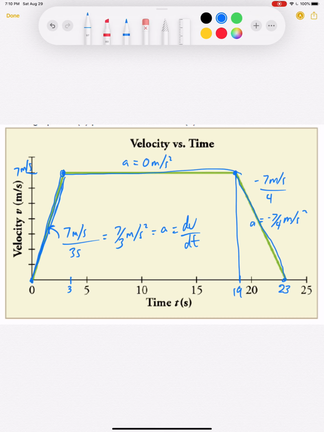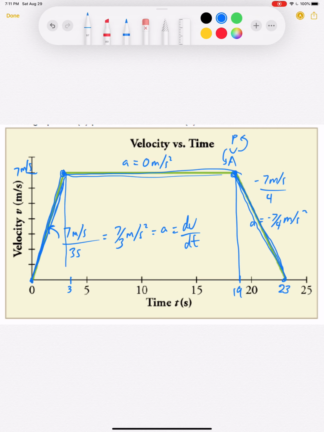Now, let me write this down again. We have PVA. So we've gone from velocity down to acceleration. That's what all of the slopes represent, they represent acceleration. So we need to go backwards from velocity to position, and we can actually determine how far we've traveled in this time interval.